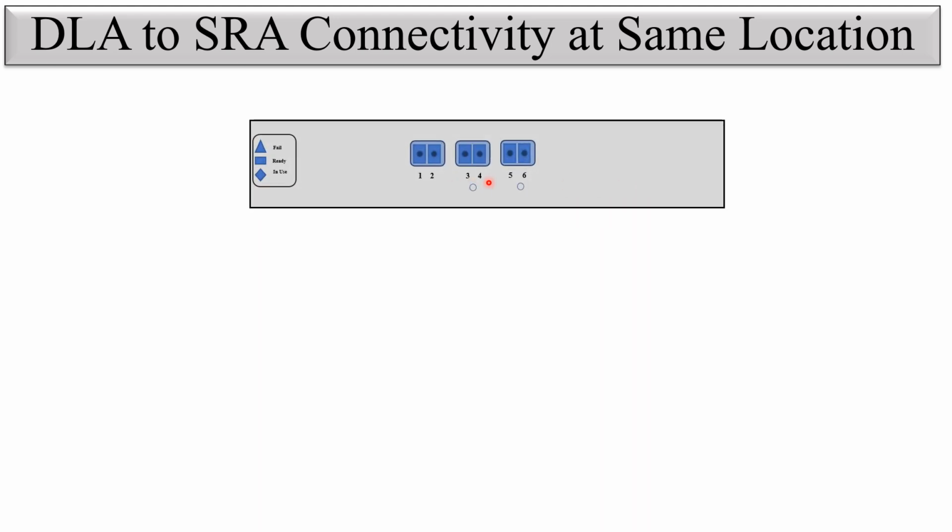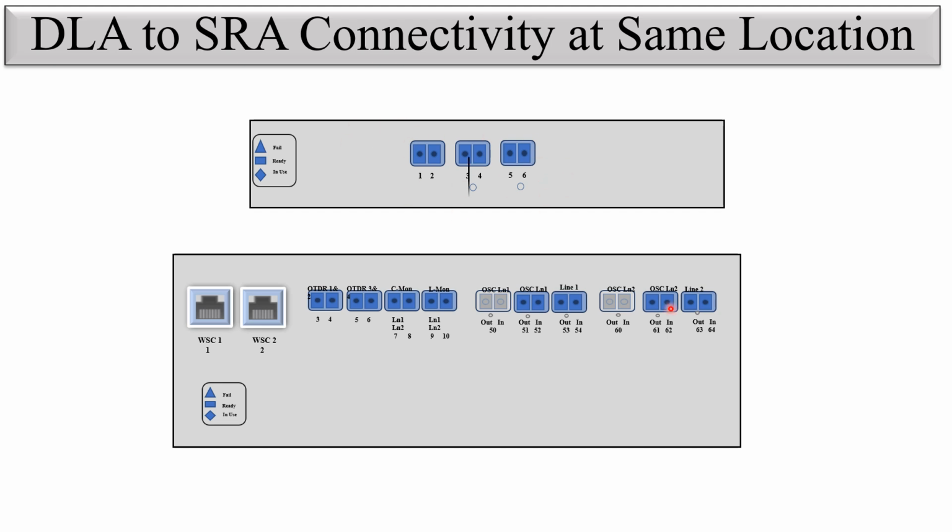So DLA to SRA connectivity at the same location. Previously you have seen the line diagram. Now you can see how the equipment is connected. This is the line diagram of the SRA card, and this is the DLA card. You can see here port number 3 is going to port number 54, which is input, and this 53 out is going to port number 4. So this is the physical connectivity between these two cards. This connectivity can happen with 63 and 64 as well. Port number 3 can be connected to 64 in, and 63 out is connected to port 4. So any of the line ports can be used with the SRA because this is a dual line amplifier. Any line port can be used for connecting these 3 and 4 ports, and the remaining line port will connect to the outside fibers.